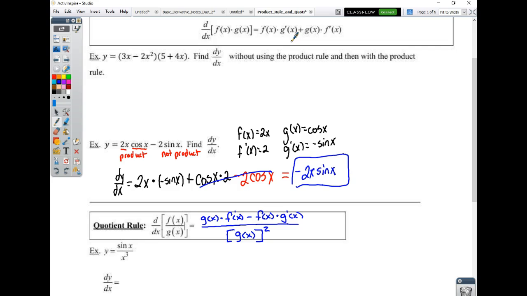But in the bottom one, does it matter which one I do first and which one I do second? So in the product rule, we were good. We could just kind of memorize that. The quotient rule, I've got to be picky about how I go about doing the quotient rule.